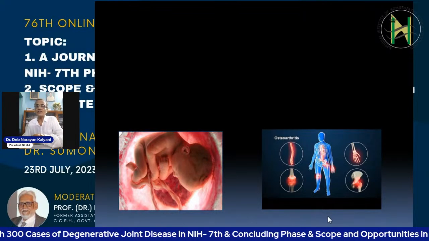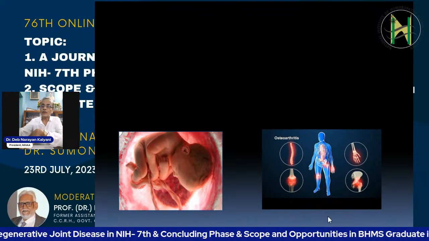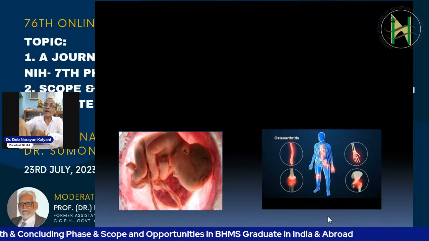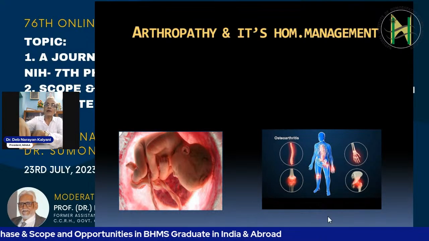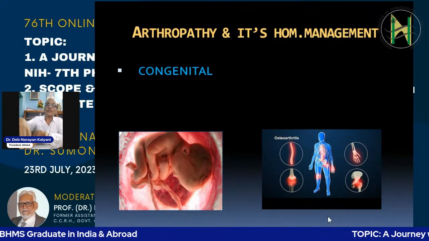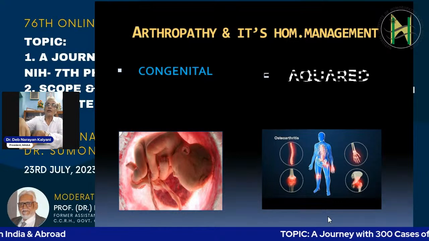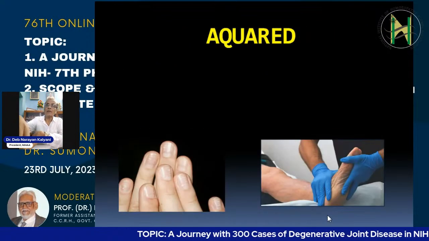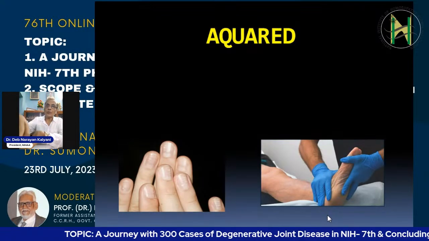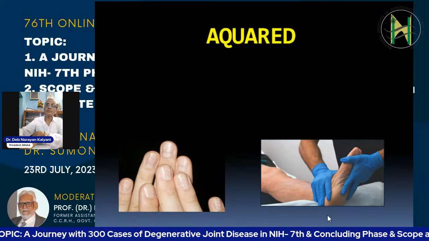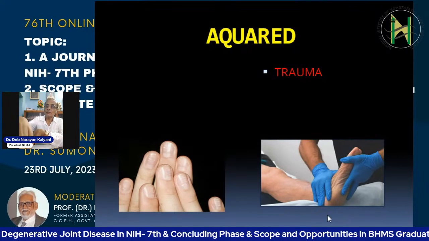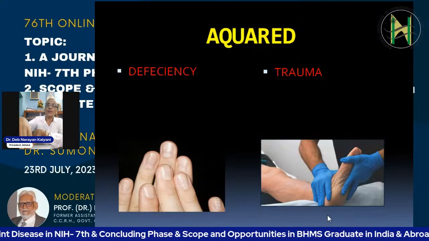It is a disease that can start from the individual's life till the last date. Any time it can appear and can affect any joints. Arthropathy and its homeopathic management. Congenital, acquired, acquired arthropathy. Trauma, post-traumatic.